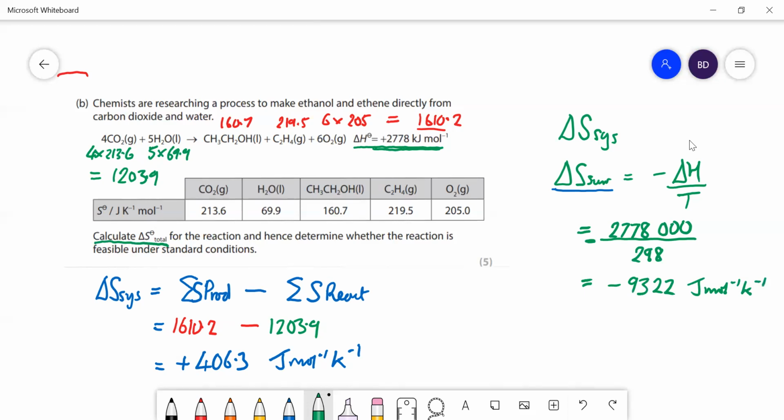So you can see the delta S total is definitely going to be negative here, so the reaction is not going to be feasible. Delta S total is equal to 406.3 positive, and we add this negative value, 9322. So that's equal to minus 8915 joules per mole per Kelvin. It's very negative. It's not going to be feasible at room temperature.